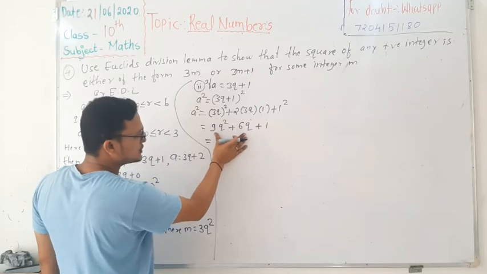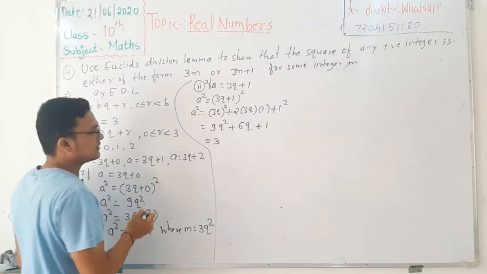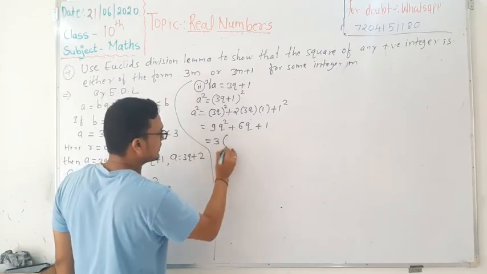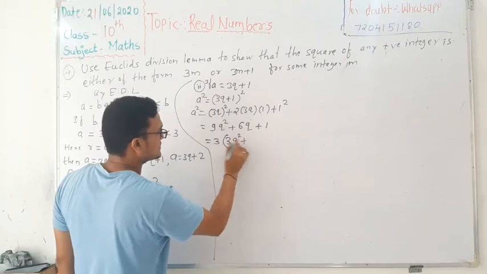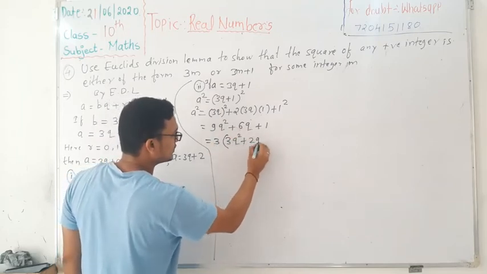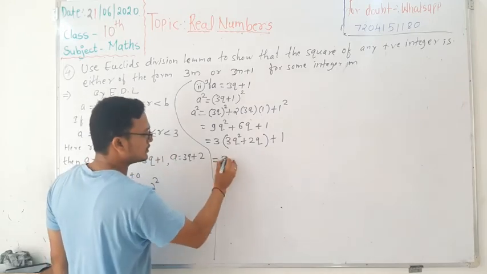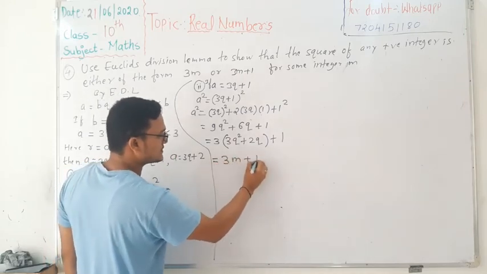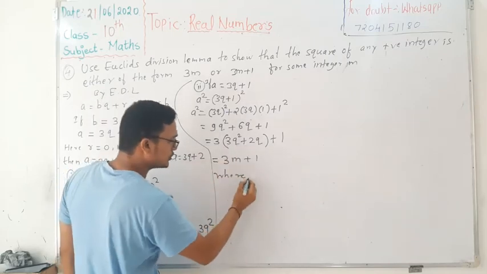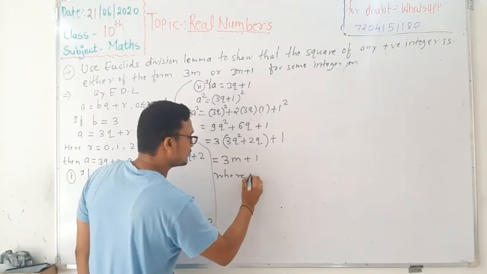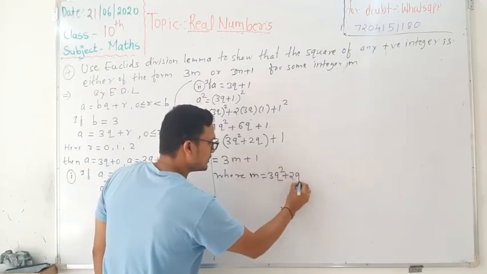So in these first two numbers, what is common? We can take out 3 as common, then we are left with 3q square plus 3 2 is 6, so 2q plus 1, which is equal to 3m plus 1. Here I have considered 3q square plus 2q as m, so m is equal to 3q square plus 2q.